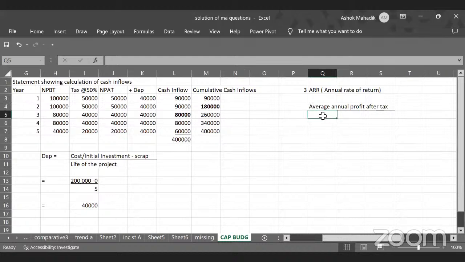So first I'll show you with the original method. So average annual profit after tax upon original investment into 100. Okay. Now, how to get average annual profit after tax? You have to go to the table and calculate the average of the profit after tax figures.